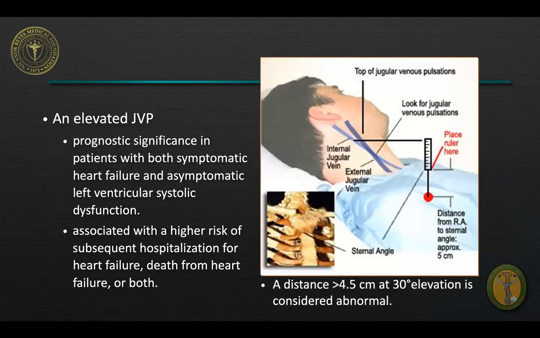A persistently elevated JVP, especially in patients who have heart failure, is a marker of poor prognosis, meaning the patient may have a high incidence of hospitalization and a high incidence of mortality.